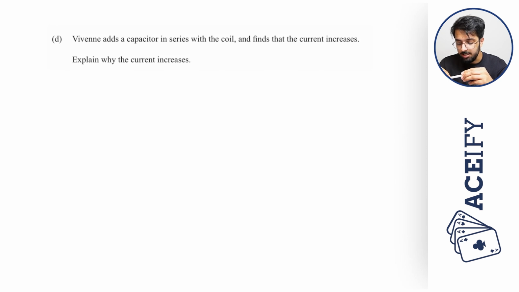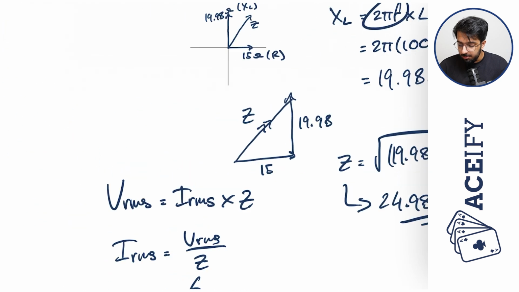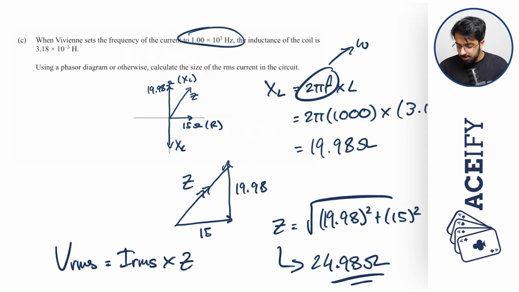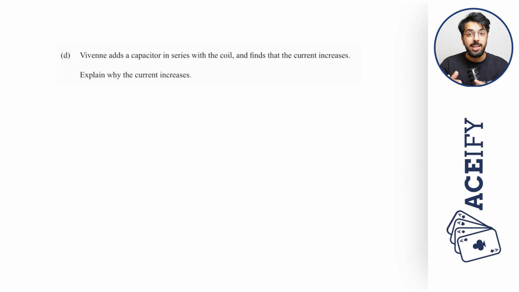Vivian adds a capacitor in series with the coil and finds that the current increases. Explain why the current increases. Okay, so this is because in our vector diagram, the reactance of our capacitor is 180 degrees out of phase with the reactance of our inductor. And so they are going to cancel each other out, or at least partially cancel each other out.